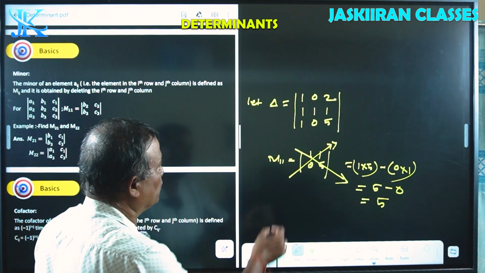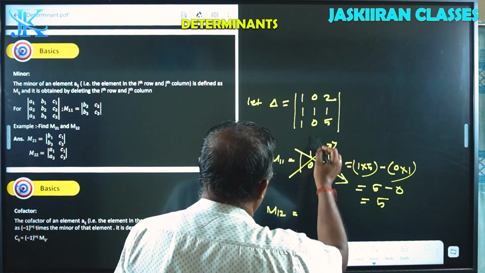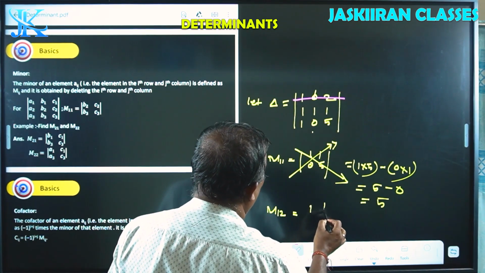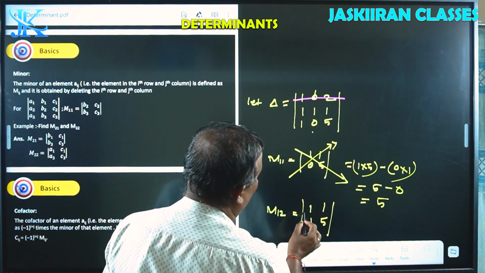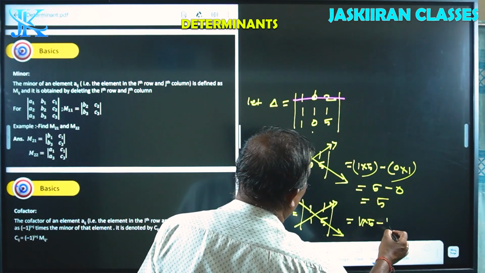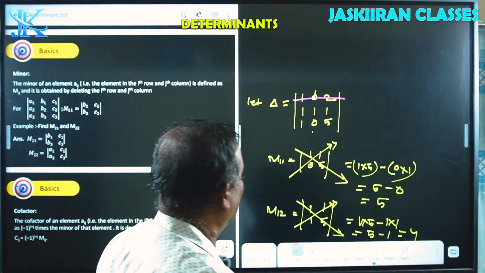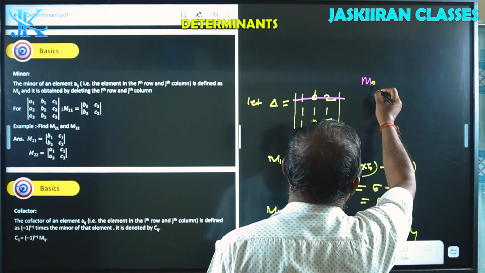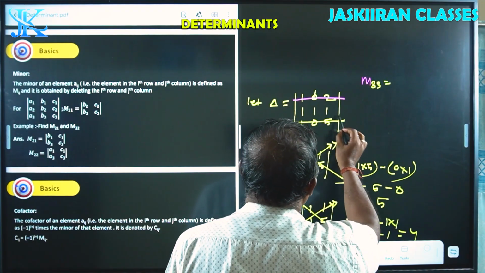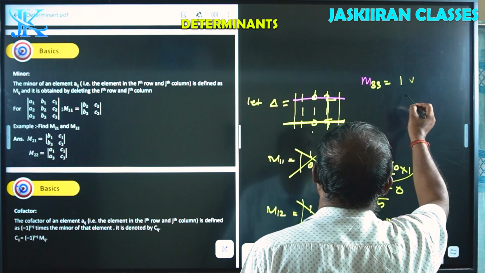Similarly, if we get the minor of M12, that is omitting the first row and second column. That is 1, 1, 0, 5. The principal diagonal minus secondary diagonal. That is 1 into 5 minus 1 into 0. That is 5 minus 0 equals 5. If we get the minor of A33, 33 means third row and third column. Omitting the third row and third column. That is 1, 0, 1, 1.